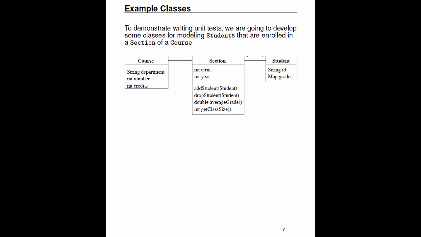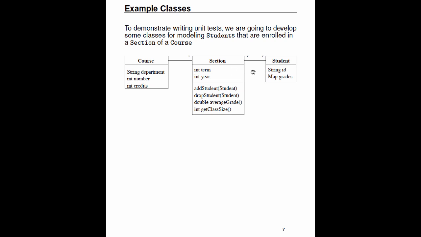Now, to show off what it means to write unit tests, we're going to develop a simple application that uses classes for modeling students that are enrolled in a section of a course. Here's a little UML diagram, with asterisks that are not showing up very well, that shows the relationship of the objects. So a course is in some department, has a number, and is worth so many credits. And every course is associated with 0 or more sections in a given term in a given year. And you can add and drop students from a section, and you can compute the average grade and get the class size of the section.